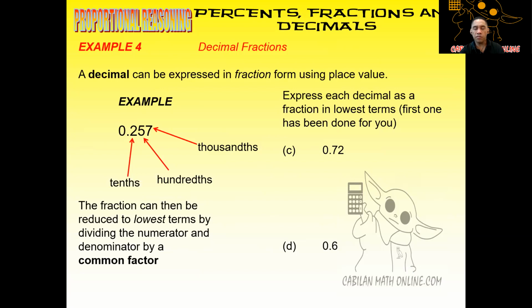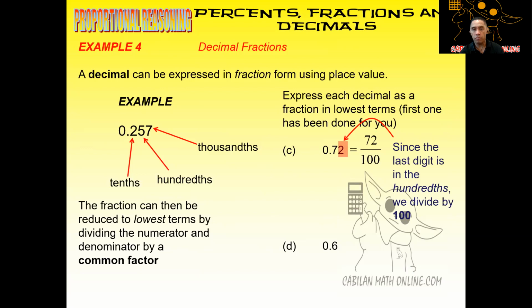Okay, so 0.72, again, 0.72, always take a look at the last digit, which in this case here is 2. So if you take a look at the 2 there, that would belong in the hundredths column. So all we need to do here is to take 72 and put it over 100. And that in reduced terms there is going to be 18 over 25.